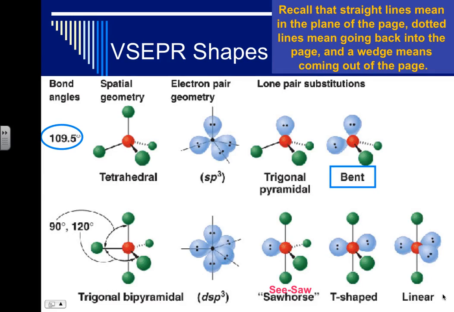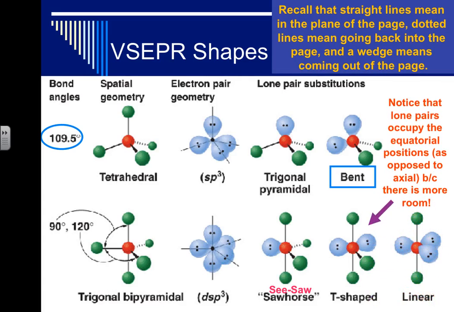geometry of your atoms. Now, one thing you may have a question about is about the addition of the lone pairs. So did you notice that the lone pairs were always put into what's called the equatorial positions as opposed to the axial positions. Okay, so think about this.